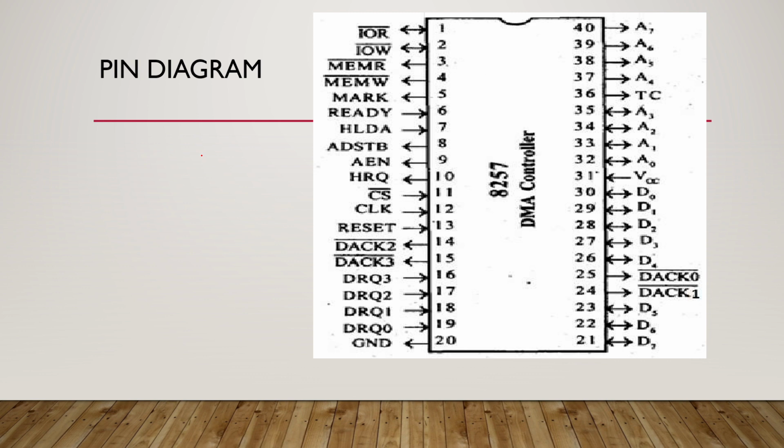pin number 20 is a ground signal, then pin number 21, 22, 23 data bus signal, and 24, 25 DMA acknowledgement, again pin number 26 to 30 data bus signal, pin number 31 is a power supply, so pin number 32, 33, 34, 35 address line, pin number 36 is terminal count, 37 to 40 again address signal. You'll see one by one what is the use of every signal.